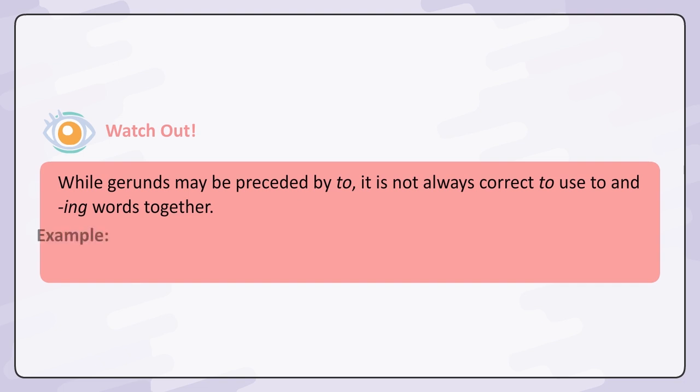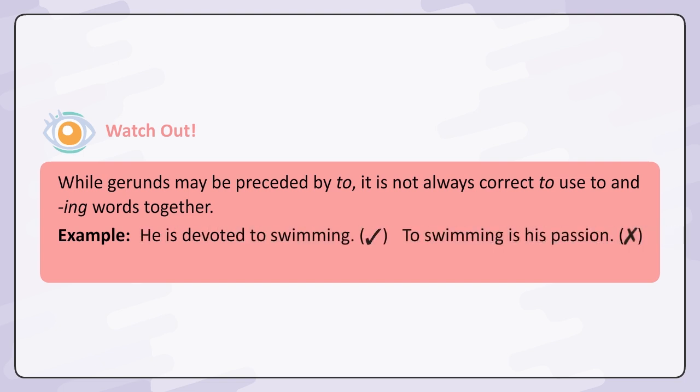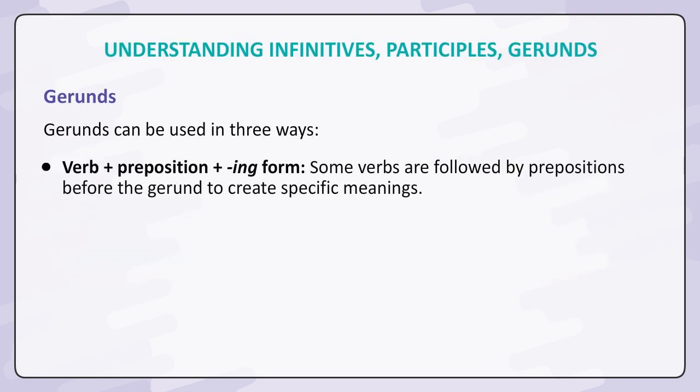Example: he is devoted to swimming. Right. To swimming is his passion. Wrong. To swim is his passion. Right. Verb plus preposition plus ing form.